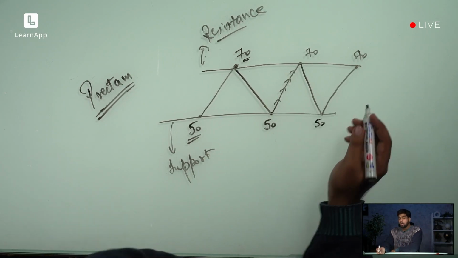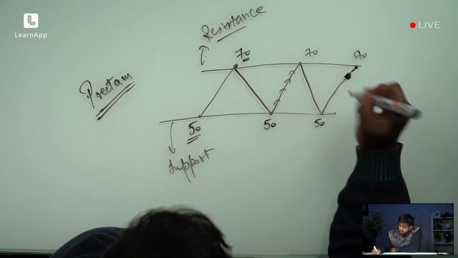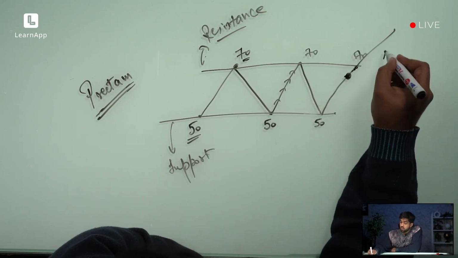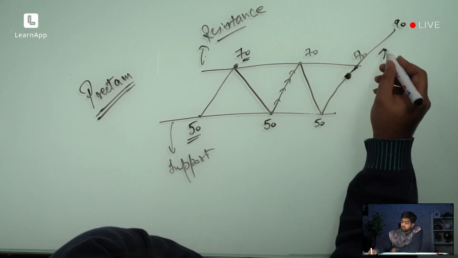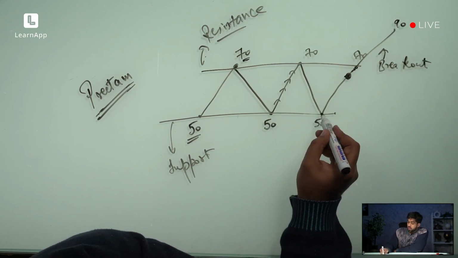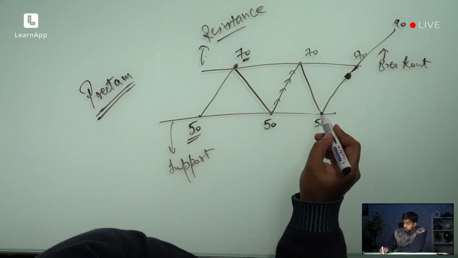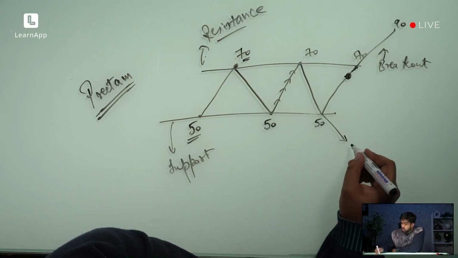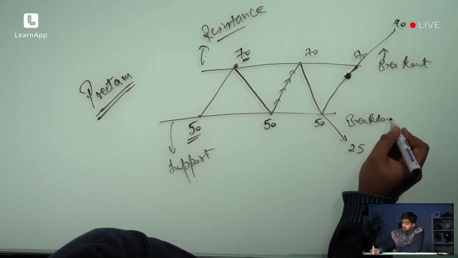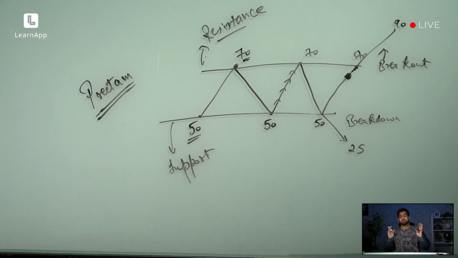Now, if he is motivated at this point also, he can have the momentum and break this resistance and score 90 marks, which is called the breakout. Or he can lose the momentum as well and shatter all the hopes and go down to 25 marks. This is called the breakdown. This is the concept of support and resistance.